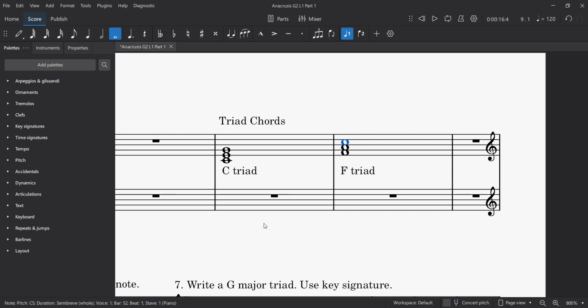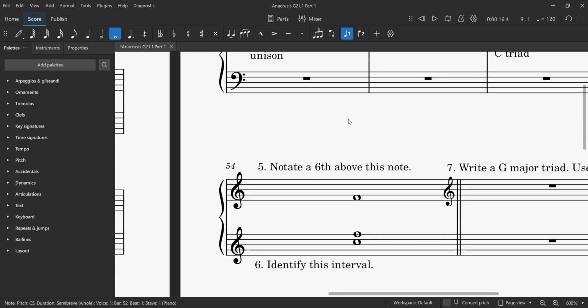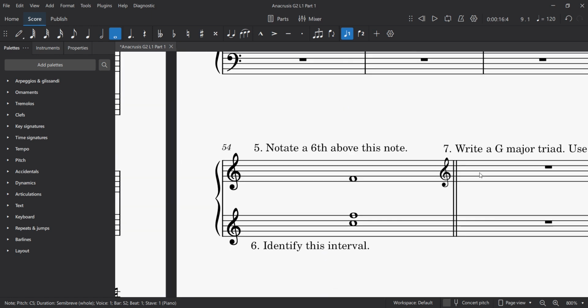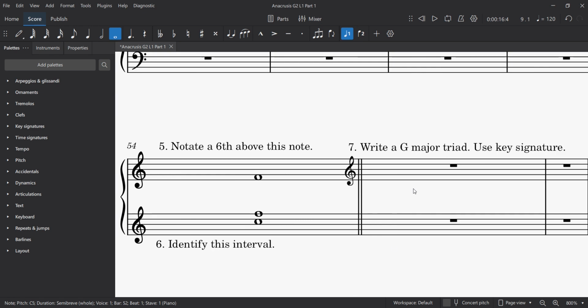Wonderful, let's do some more practice. In your notation, copy down this bar and its note. Now try and notate a sixth above it. Similarly, identify this interval. And finally, notate a G triad. Use the key signature here and use it in treble clef. Pause the video now to have a go for yourself.